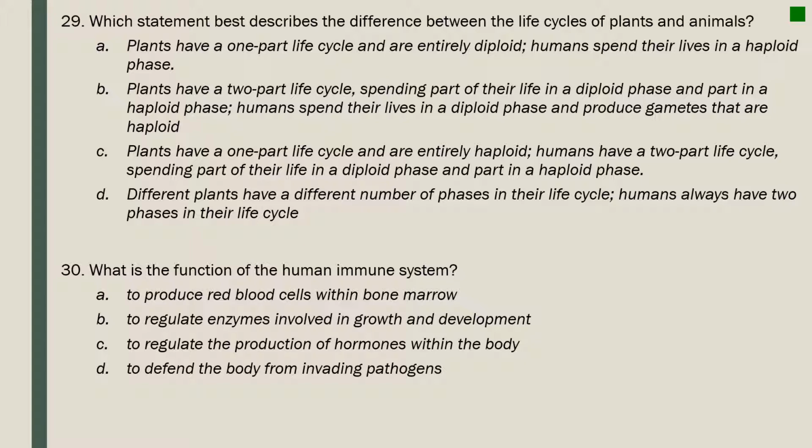30. What is the function of the human immune system? A. To produce red blood cells within bone marrow. B. To regulate enzymes involved in growth and development. C. To regulate the production of hormones within the body. D. To defend the body from invading pathogens.